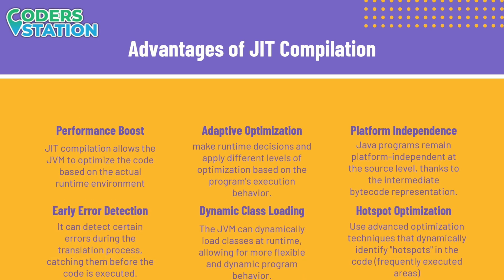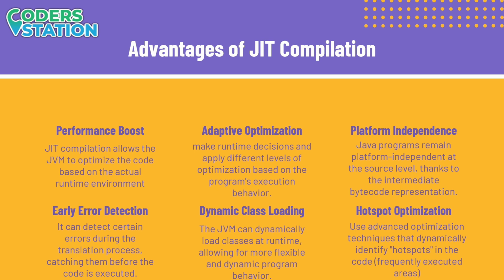Then we have the advantages of using JIT compilation. The first advantage is performance boost. The JIT compilation allows the JVM to optimize the code based on the actual runtime environment, resulting in faster execution compared to interpreting bytecodes. Then adaptive optimization. What does this mean? The JIT compiler can make runtime decisions and apply different levels of optimizations based on the program's execution behavior. This adaptive approach leads to better performance for frequently executed code paths.